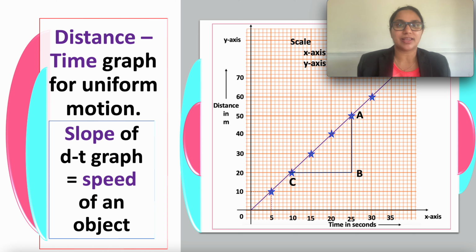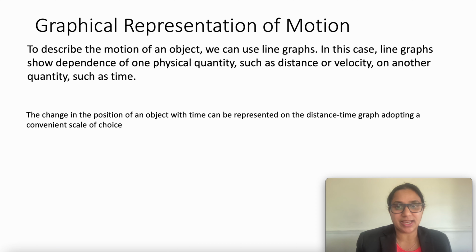Today we will be discussing the graphical representation of motion. To describe motion, we can use line graphs. Today we will be plotting a distance time graph for uniform motion. So what is the speciality of a line graph? Line graphs show the dependence of one physical quantity, such as distance or velocity or speed, on another quantity such as time. Therefore, the change in position of an object with time can be represented on the distance time graph, adopting a convenient scale of choice.